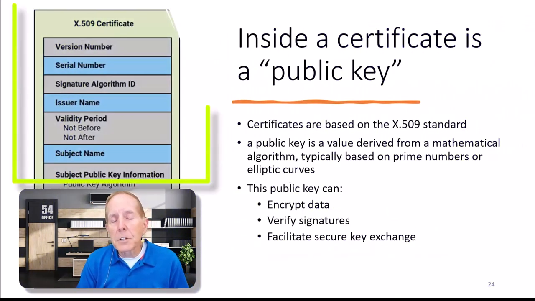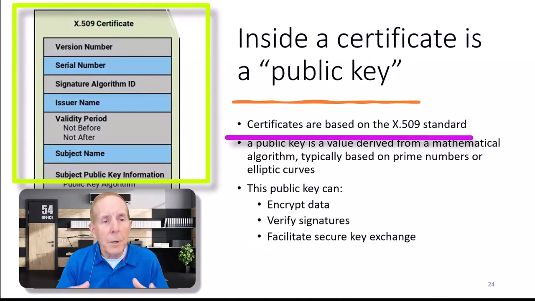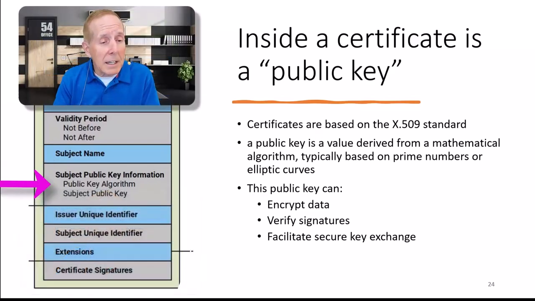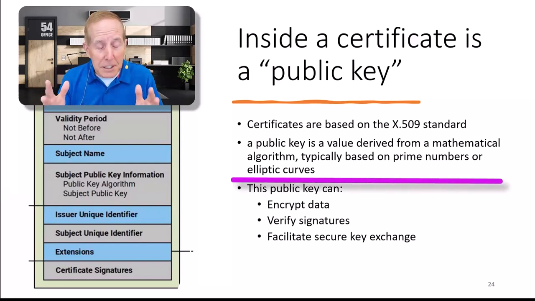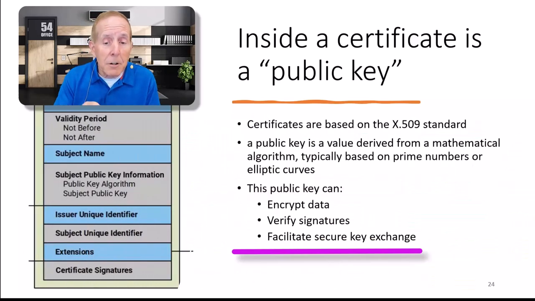Now, digital certificates are based on the X.509 standard, and they contain a lot of information: serial numbers, signature algorithm ID, validity period, subject name, subject public key information, all kinds of very important information we're going to look at. But the most important thing that a digital certificate carries is the public key. The public key is a mathematical value that's derived from an algorithm, usually based on prime numbers or elliptical curves. It can encrypt data, verify signatures, and facilitate secure key exchanges.